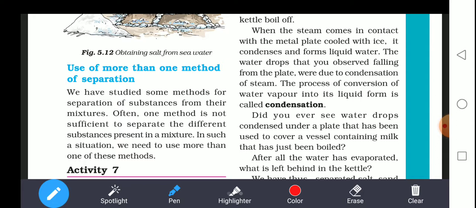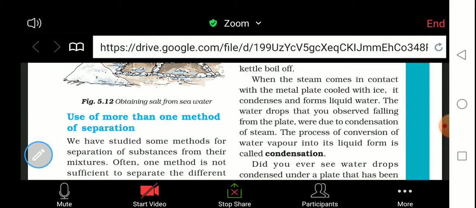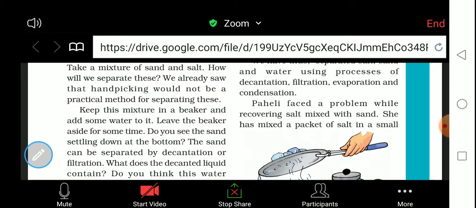These are the processes through which, to separate a substance, we use more than one method. We have studied some methods for separation of substances from their mixtures. Often one method is not sufficient to separate the different substances present in a mixture. Here we use two or three methods to separate a substance from a mixture. Got it now? In a situation, we need to use more than one of these methods. So here we'll study Activity 7.